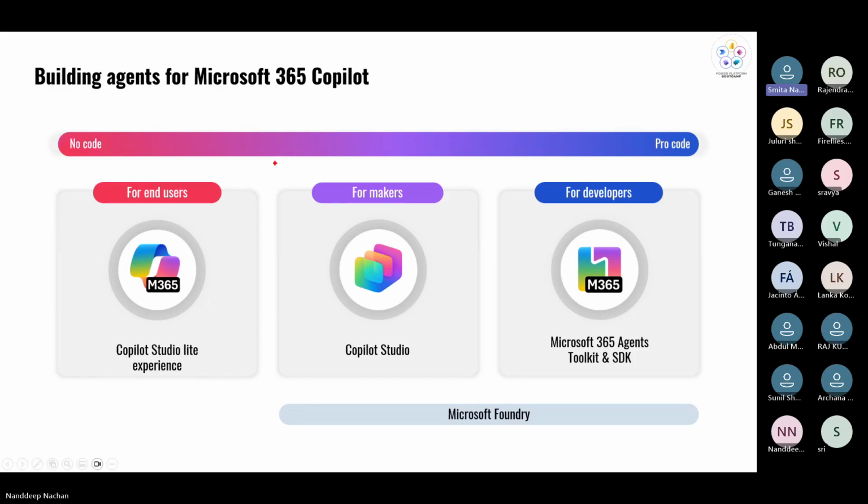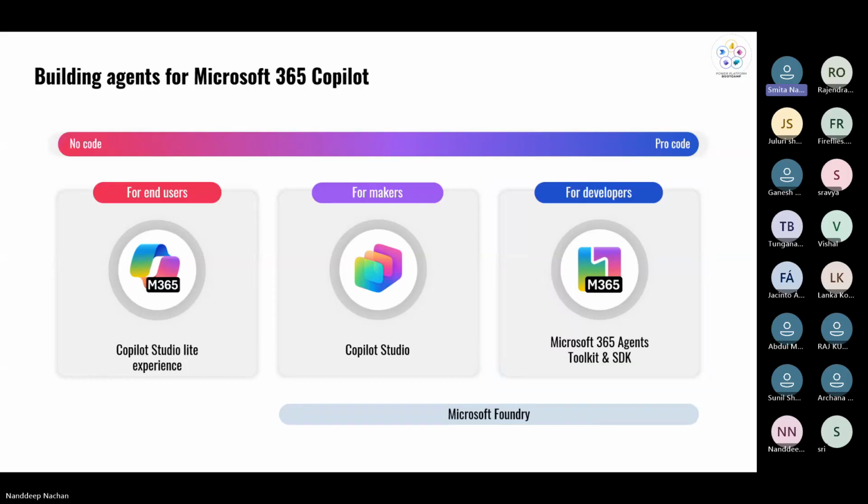In the middle is Copilot Studio, designed for makers and power users. This is where you can define topics, actions, workflows, and integrations using low code tools while still having the flexibility to customize the behavior and connect to business systems. On the right is the Pro Code path for developers. The Microsoft 365 Agent Toolkit and the SDK give full control over the agent design, orchestration, integrations, as well as the logic. This is ideal for complex enterprise grade scenarios.